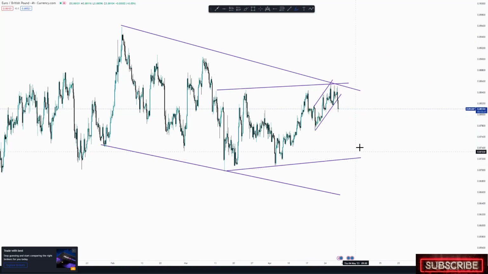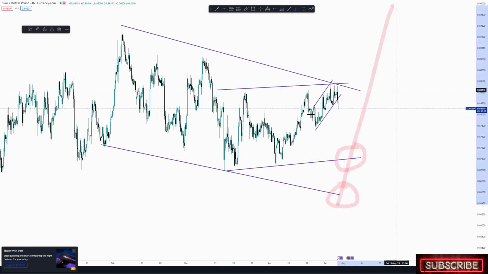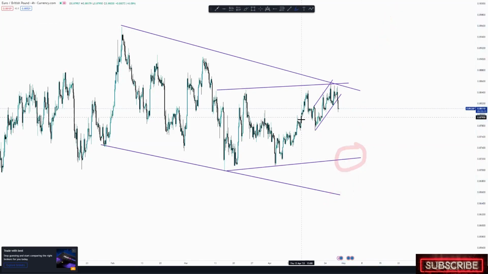An impulsive move to the downside for a third touch here or there before the market continues with the daily movement, the daily market behavior that we saw on the daily time frame, right?